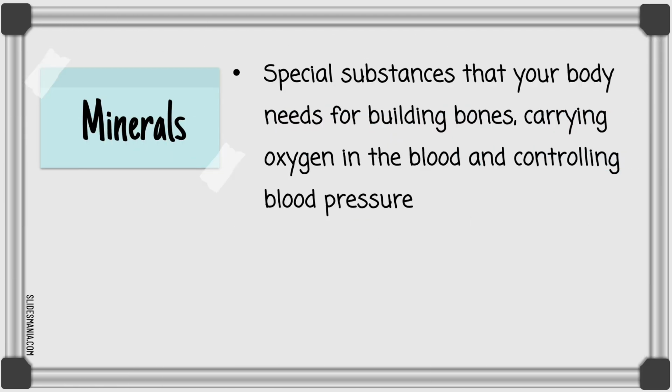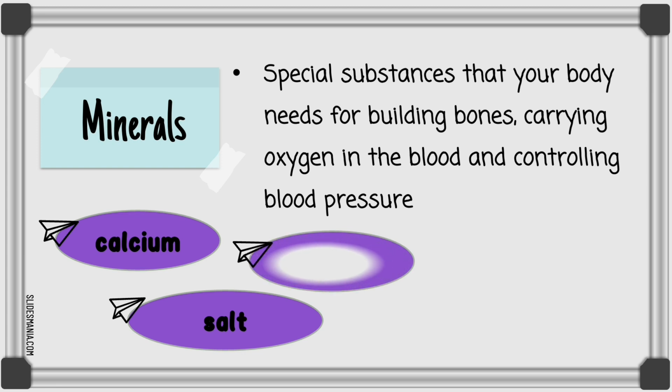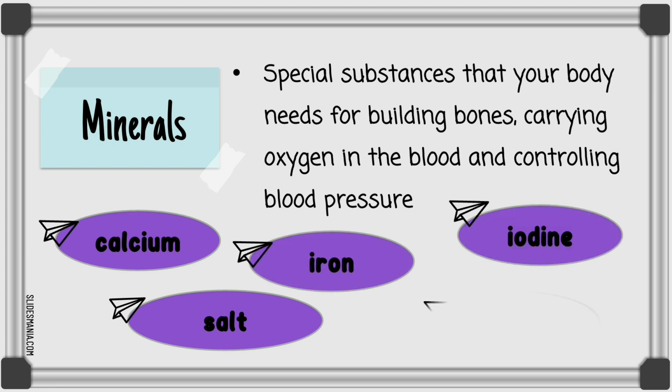The next nutrient which our body requires are minerals. These are special substances that our body needs for building bones, carrying oxygen in the blood, and controlling blood pressure. Actually, there are many duties for the minerals to do, and we will see some of the minerals. We have calcium, we have salt, iron, iodine, and zinc. All these are just some kind of minerals, and there are so many more which our body needs, like potassium, magnesium. There are so many.